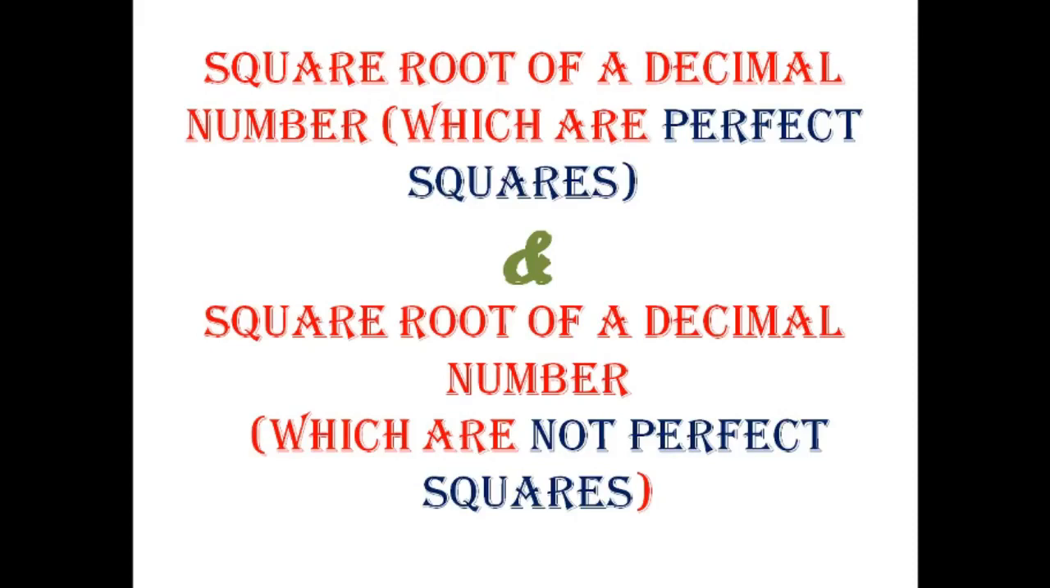In my last video, I explained the long division method to find the square root of a number. Now, in this video, we will do the square root of decimal numbers which are perfect squares, and the square root of decimal numbers which are not perfect squares.